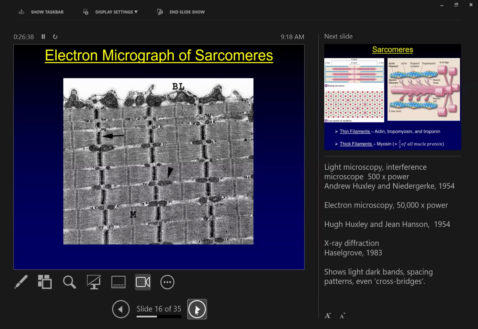This is what skeletal muscle and cardiac muscle looks like. You look at sarcomeres in smooth muscle, like what lines your digestive system, and it is a huge hot mess. It does not look like this. So that's one of the key things about skeletal muscle.